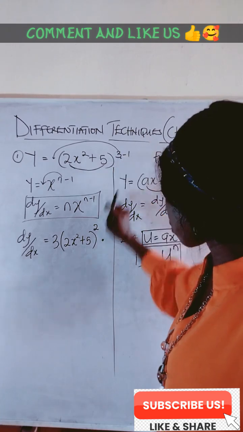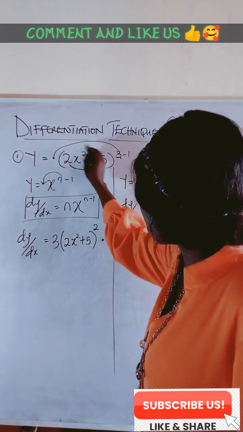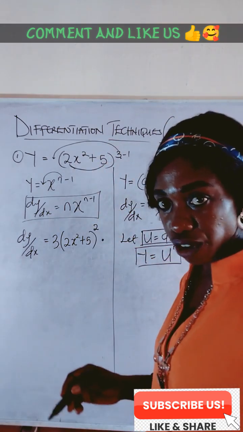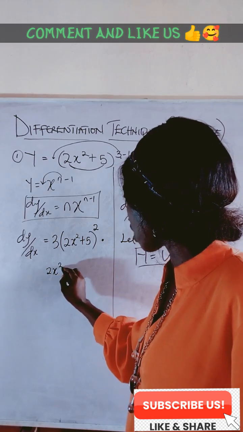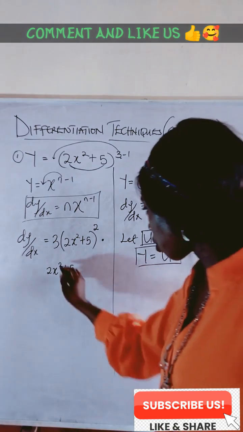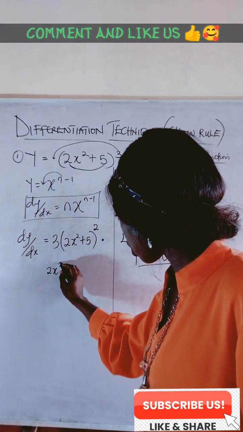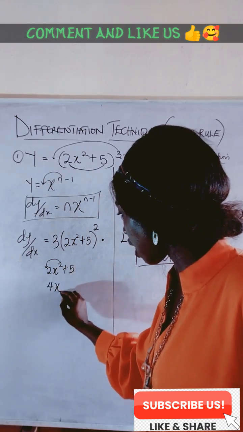Then subtract 1 from this part, it is 2. Also multiply the inside value with what you get in your differentiation. So what do we have in the inside? We have 2x squared plus 5. So let's try and differentiate it. To differentiate this normally, use this 2 to multiply, to give us 4x.